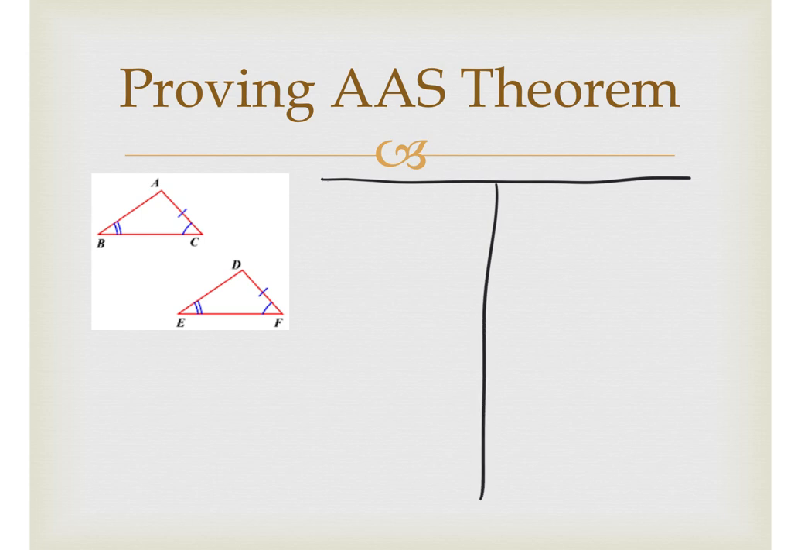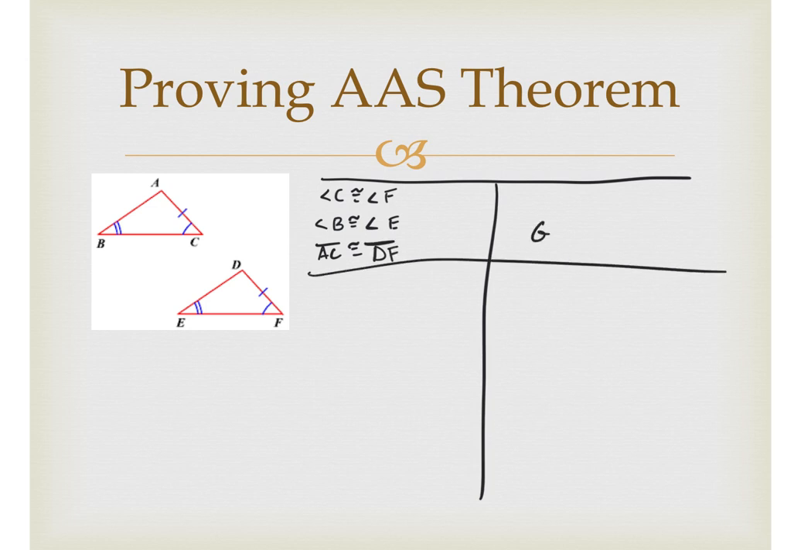All right, now for my given information, I'm just going to use the information they tell me in the picture. So angle C is congruent to angle F, and angle B is congruent to angle E, and AC is congruent to DF. Now, because I can't use the AAS theorem, I have to use one of my postulates. So I'm going to write those down. First off, I have the SSS postulate. Then I have the SAS postulate. And then I have ASA.